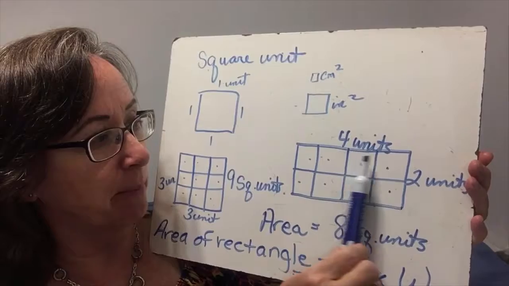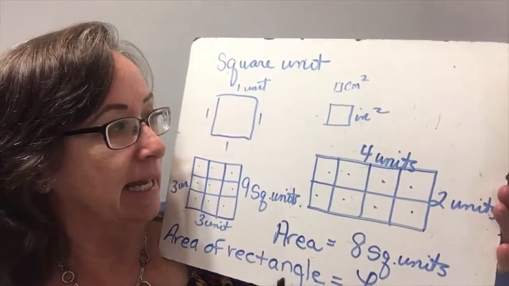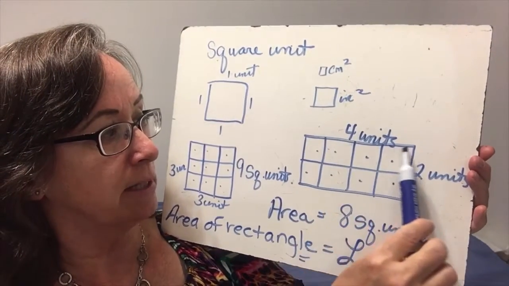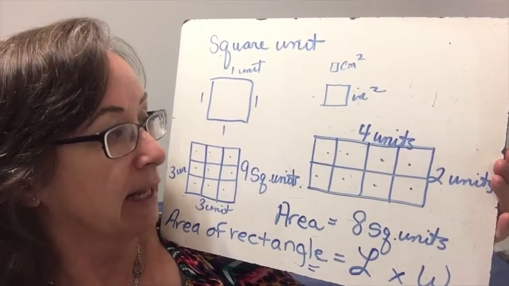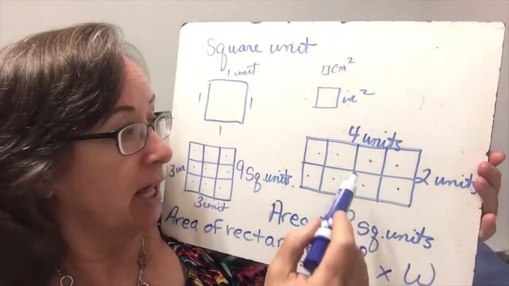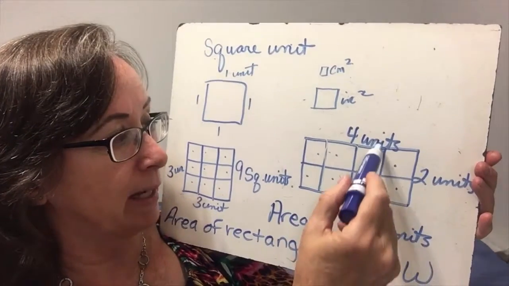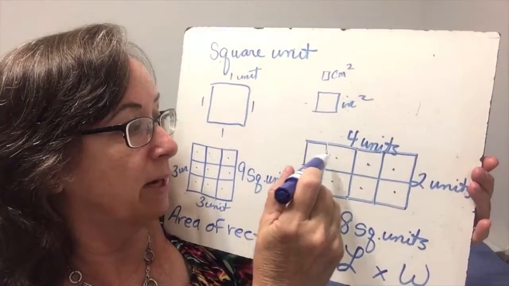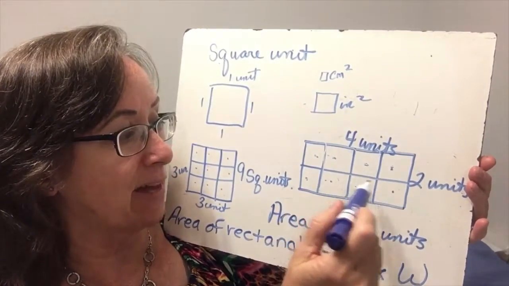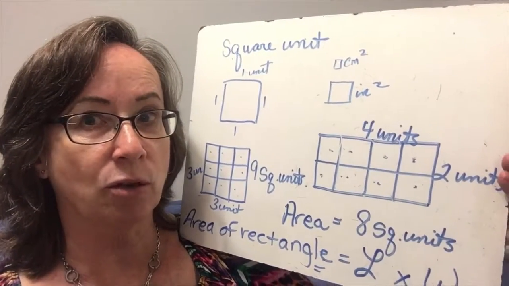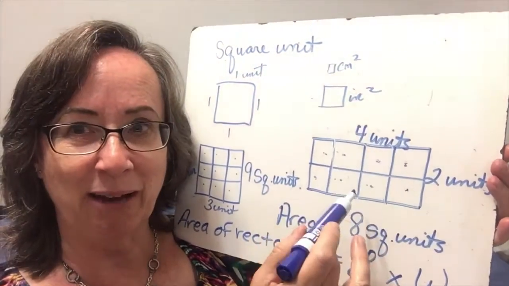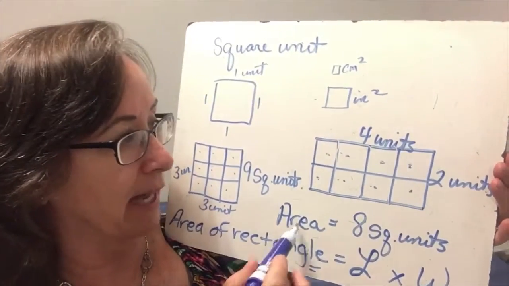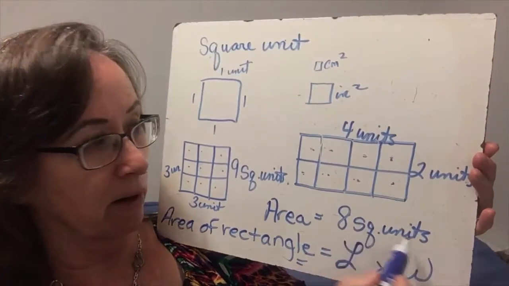And area is the amount of space that is covered in a figure. So here we have a rectangle, and the rectangle is 4 units long and 2 units wide. If we were to section this rectangle off into its 4 units of length and its 2 units of width, we would have 1, 2, 3, 4, 5, 6, 7, 8 boxes, and each one of those square boxes is 1 unit by 1 unit. So they're each square units. So altogether I have 8 square units. So the area of this figure is 8 square units.